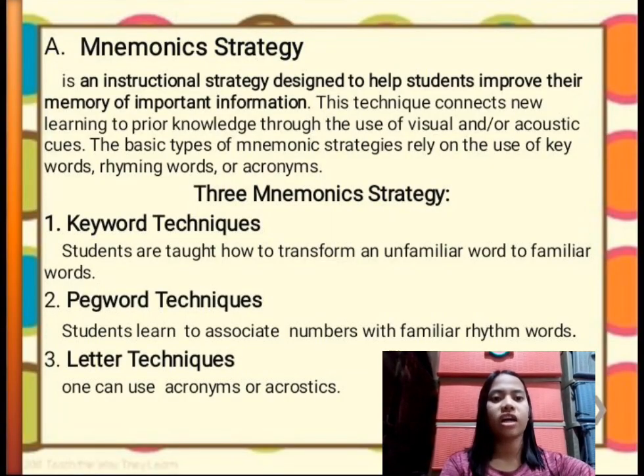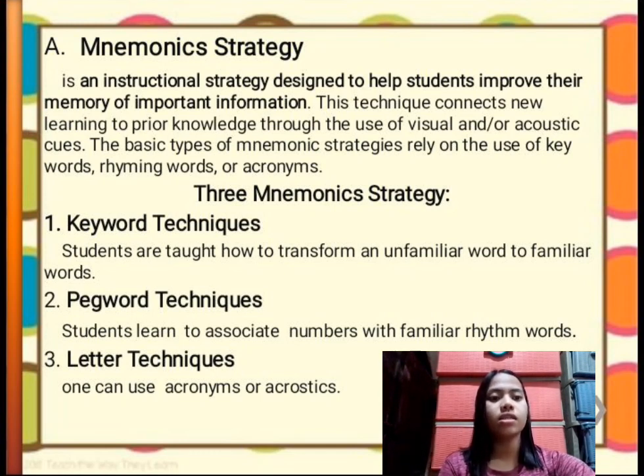A mnemonic strategy is an instructional strategy designed to help students improve their memory of important information. This technique connects your learning to prior knowledge through the use of visual and or acoustic cues. The basic types of mnemonic strategy rely on the use of keywords, rhyming words, or acronyms.